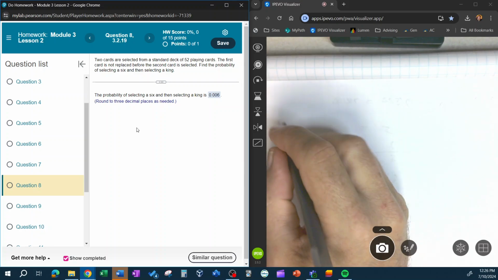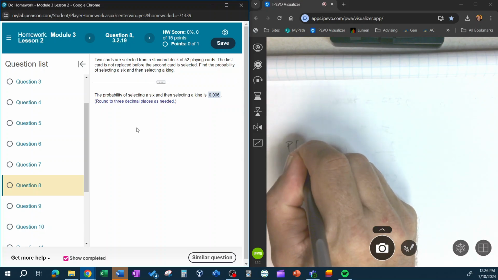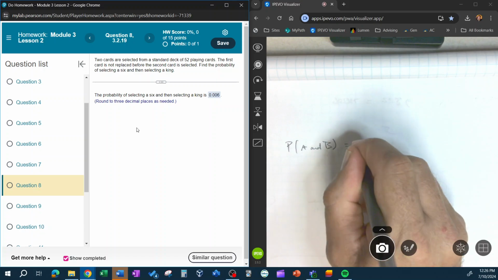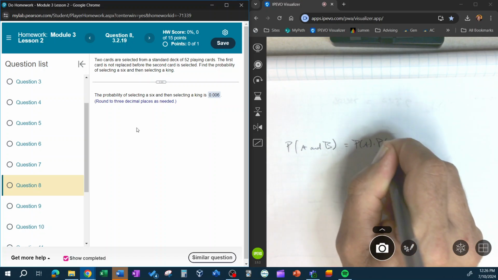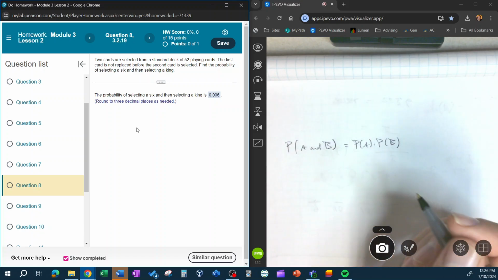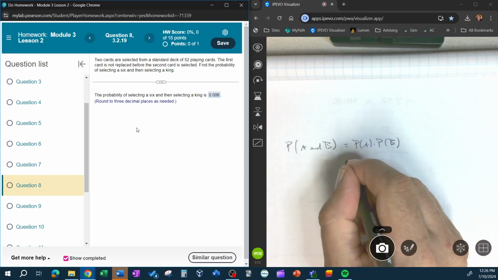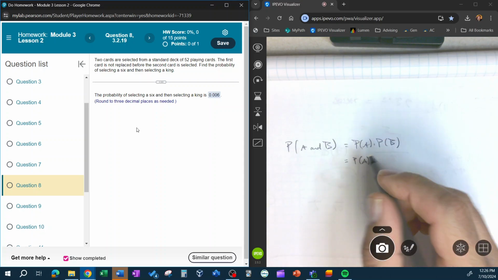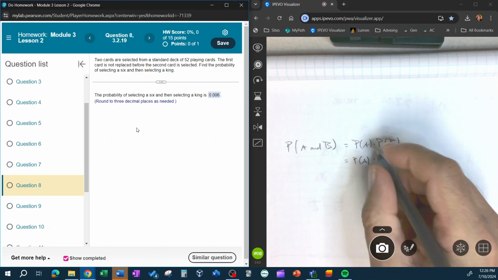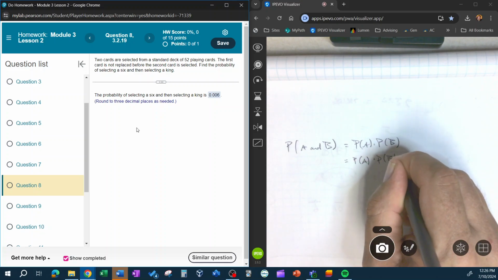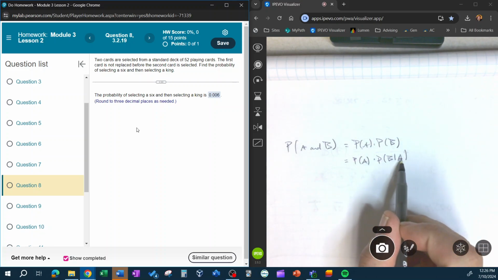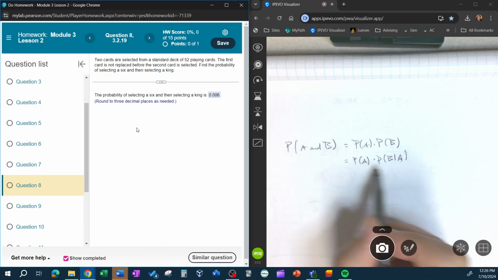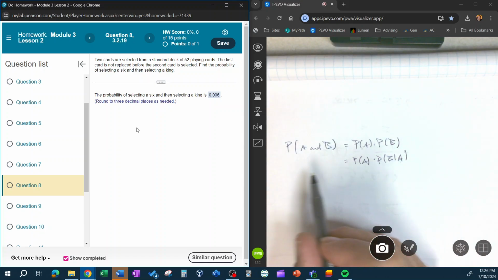So the probability of A and B is the probability of A times the probability of B. And if these are dependent, then this is equal to the probability of A happening times the probability of B happening given that A happened. Don't worry too much about that. This comes out in the wash in the problems, and we'll do this one here now.